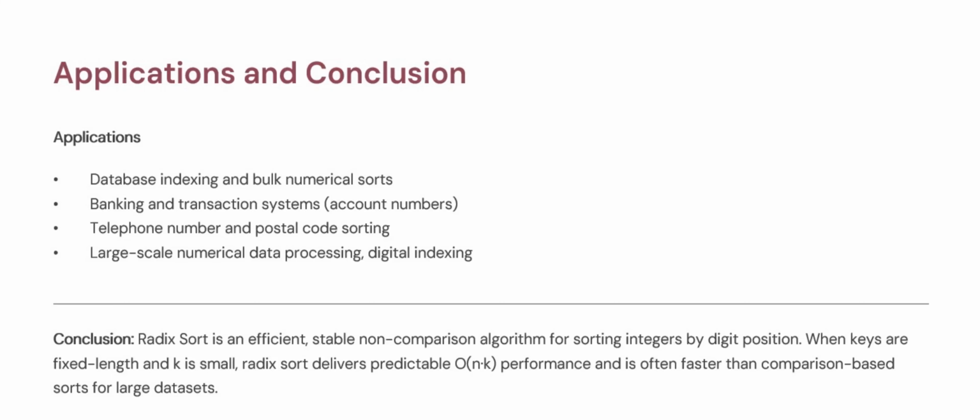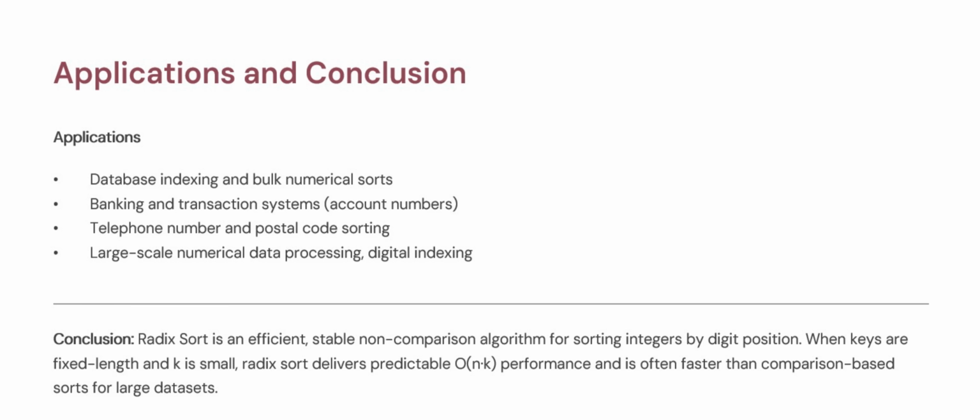Applications and conclusion. Radix sort finds real-world use in several important areas. Database indexing, sorting large volumes of numeric records efficiently. Banking systems, sorting account numbers and transaction IDs. Telephone directories, sorting phone numbers or postal codes. And large-scale numerical data processing, anywhere you have millions of fixed-length integers.